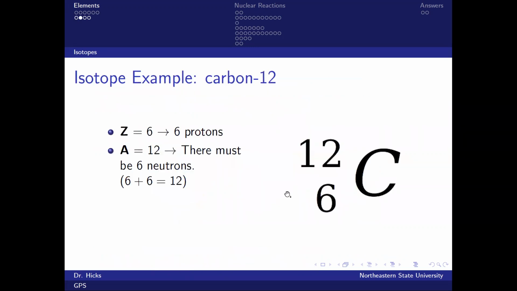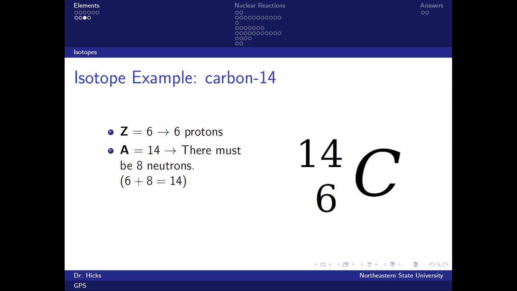So here is an isotope of carbon. This is carbon 12. I know it's carbon because the atomic number down here is 6. The mass number up here is 12, so that's the total of protons and neutrons in the nucleus. So I could figure out how many neutrons there are by subtracting the atomic number from the atomic mass. So 12 minus 6 is 6. So this has to have 6 neutrons.